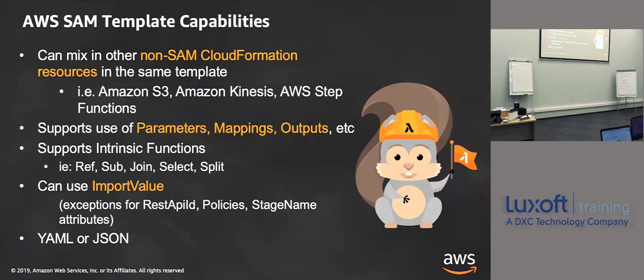All of that works in SAM, just like CloudFormation, as well as intrinsic functions like Ref, Sub, Join, Select, and Split. These are all ways of referencing and building out from other values, all dynamic data. ImportValue is what works with the outputs. And then it's YAML or JSON.